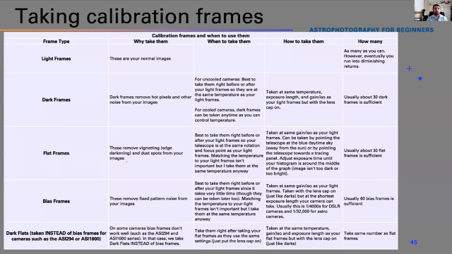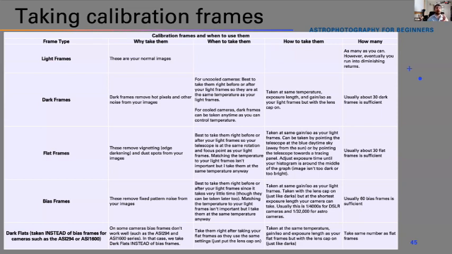Flat frames, these remove the vignetting or the edge darkening and the dust spots in your image, because no matter how clean you keep your telescope, there will always be some dust on there. It's best to take flat frames right before or after your light frames, or once the sun comes up. Actually, you can't really take them right before or after unless you are using a flat panel. But you don't want to move your telescope too much, because you want your camera's rotation and focus point to be the exact same.